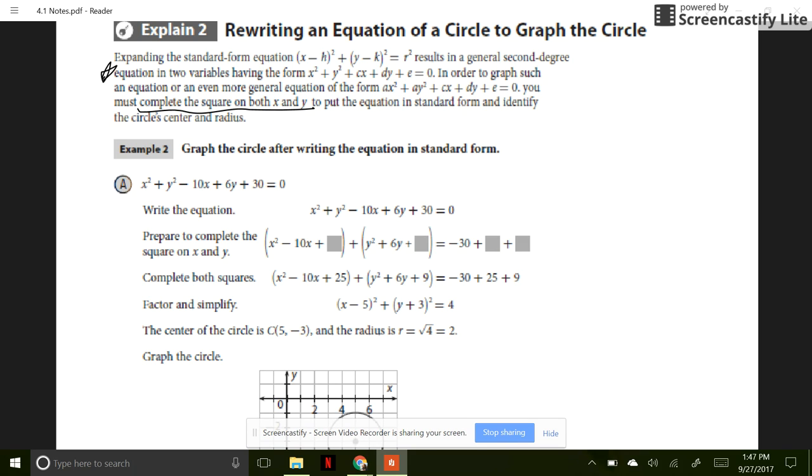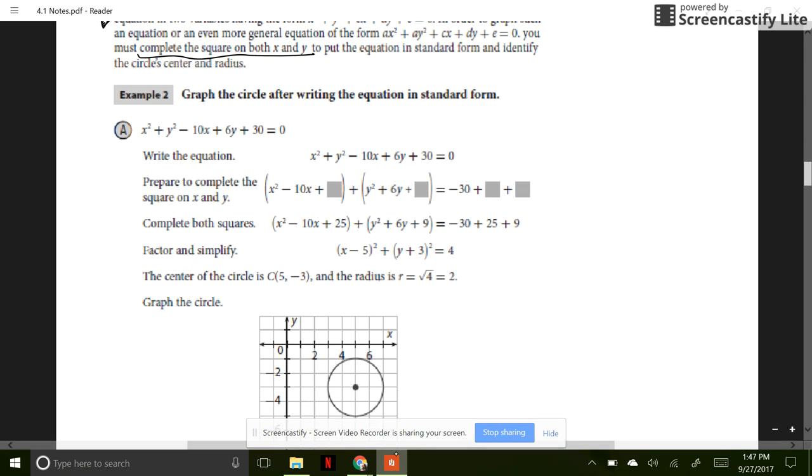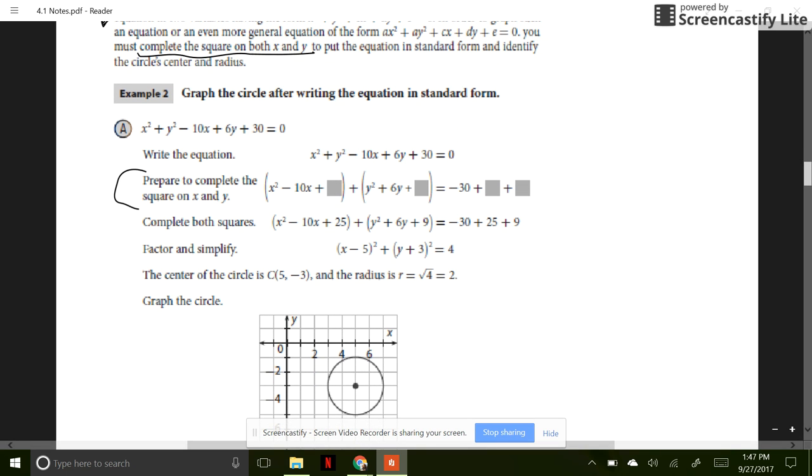So what we do here, we write our equation. You prepare to complete the square by pulling apart the x's and pulling apart the y's. We take the x pieces, x² - 10x. We take the y pieces, y² + 6y. And then, as usual, we move the constant over to the other side.